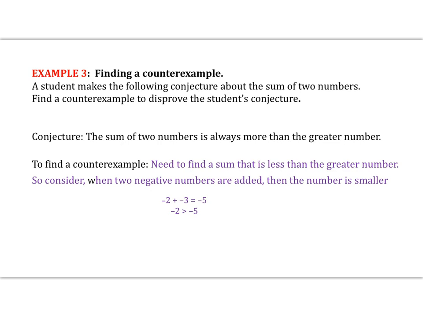So consider when 2 negative numbers are added, then the number is smaller. So let's take a look at this specific example. -2 plus -3 equals -5. So we can conclude here that -2 is greater than -5. So this one counterexample exists, therefore the conjecture is false.